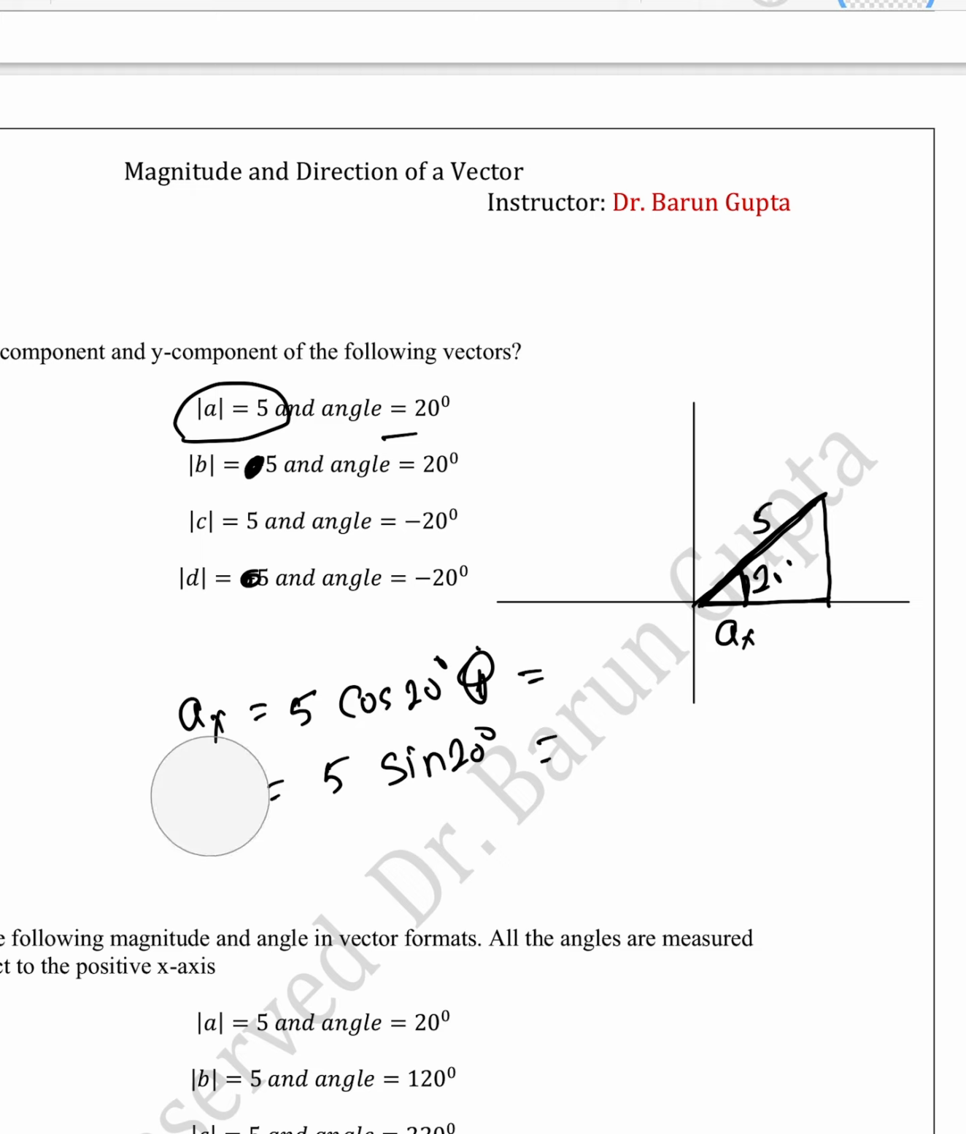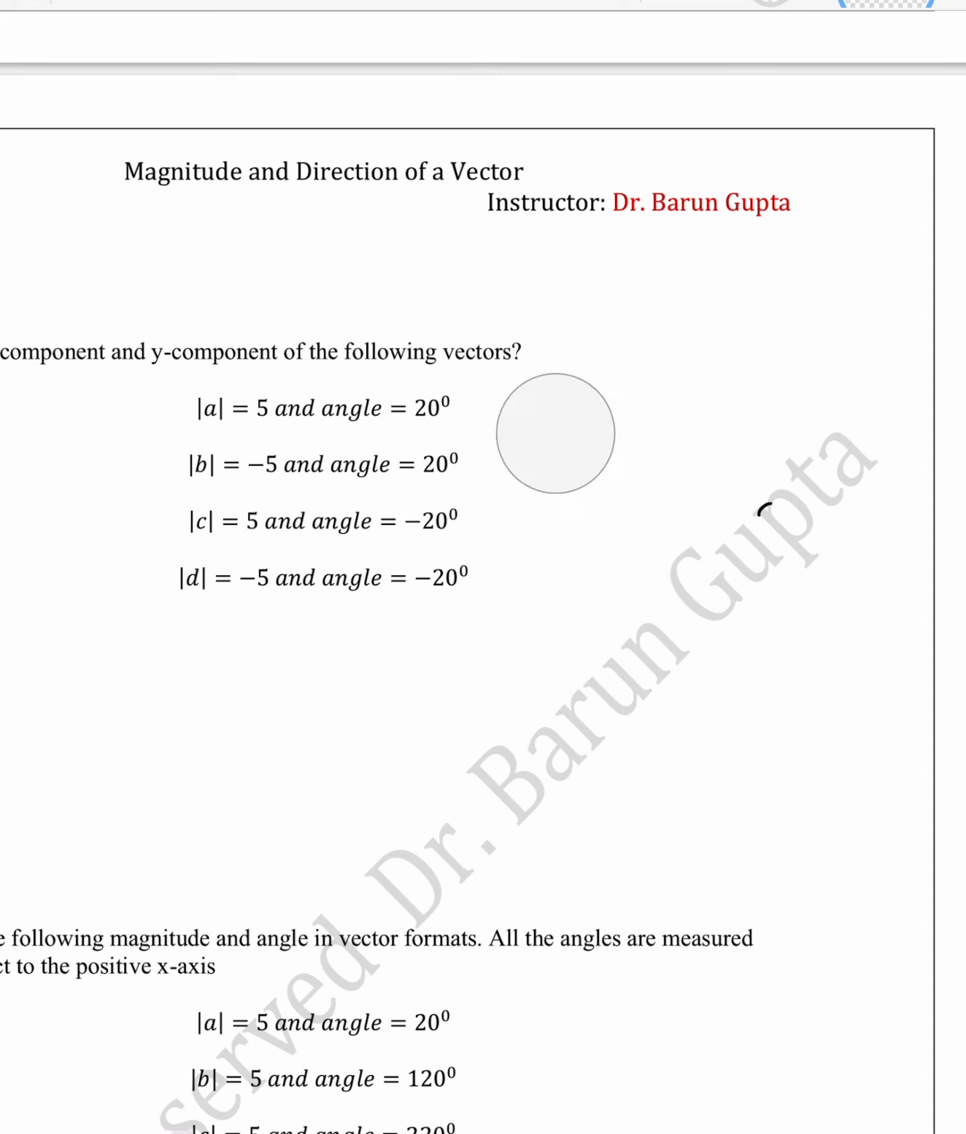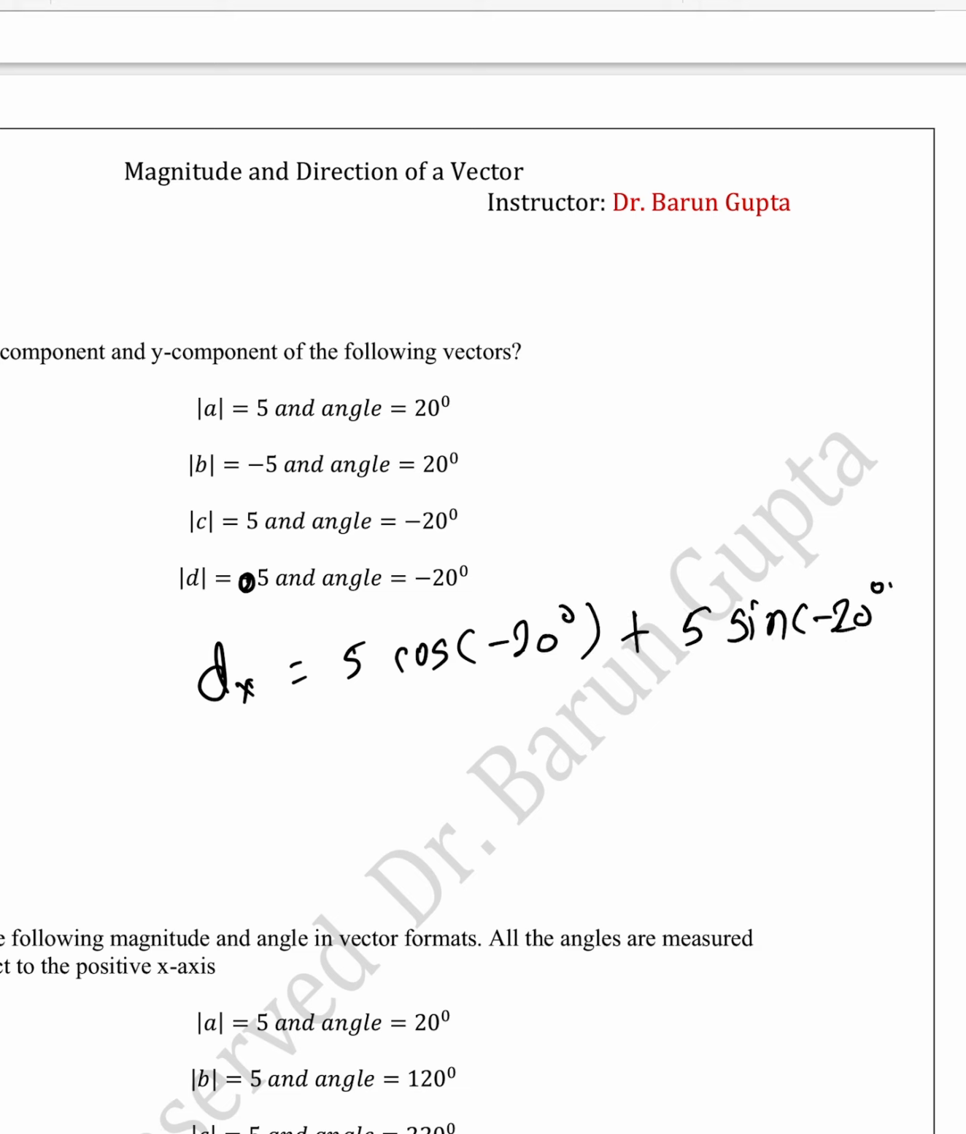Now let's do number D one more time. So dx will be, again, this is just the magnitude, 5 cosine negative 20 degrees plus 5 sine negative 20 degrees. Plug in, and whatever answer you get, that will be your answer.